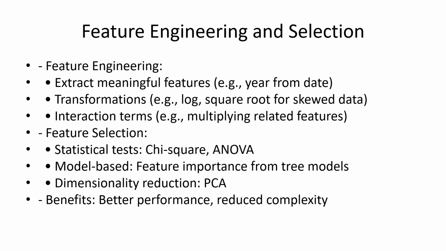Feature engineering involves creating new features from raw data to enhance model predictions. For instance, extracting the year from a date column or transforming skewed data with logarithmic or square root functions. You can also create interaction terms by combining related features. Feature selection identifies the most relevant features, using methods like chi-square tests, ANOVA, or tree-based models to calculate feature importance. Dimensionality reduction techniques like principal component analysis, or PCA, reduce feature complexity while preserving important information. These steps improve model performance and reduce computational costs.